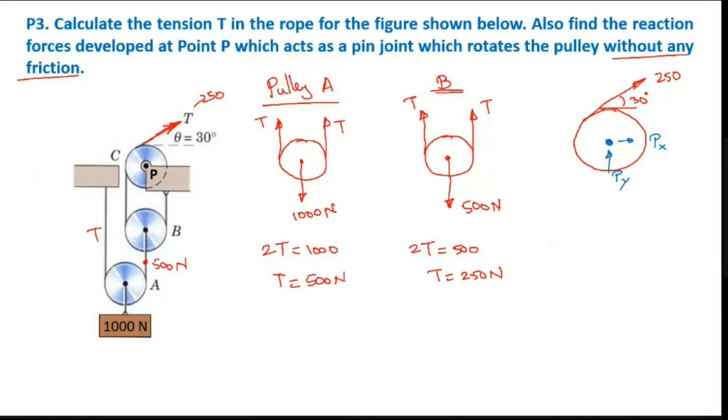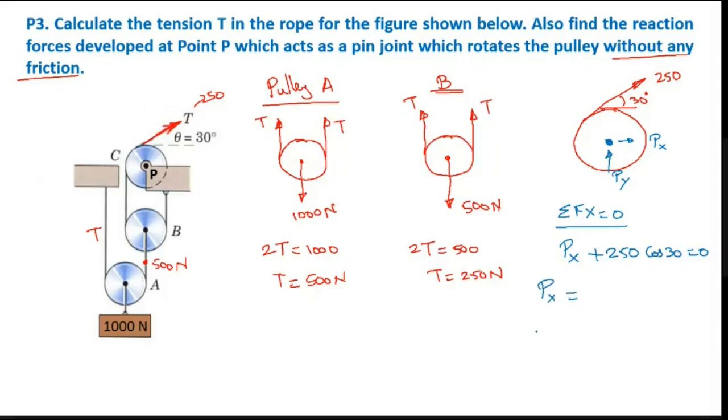Now I can equate it. I can say that sigma Fx is equal to 0. When I say sigma Fx is equal to 0, all the forces should be in the x direction. So Px is in the x direction; directly I can write it down. This is one inclined force, and I have to bring it to x. When I bring it to x, your angle is decreasing, and when your angle decreases, you have to put cos. So Px plus 250 cos 30 is equal to 0. So I will get the value of Px.